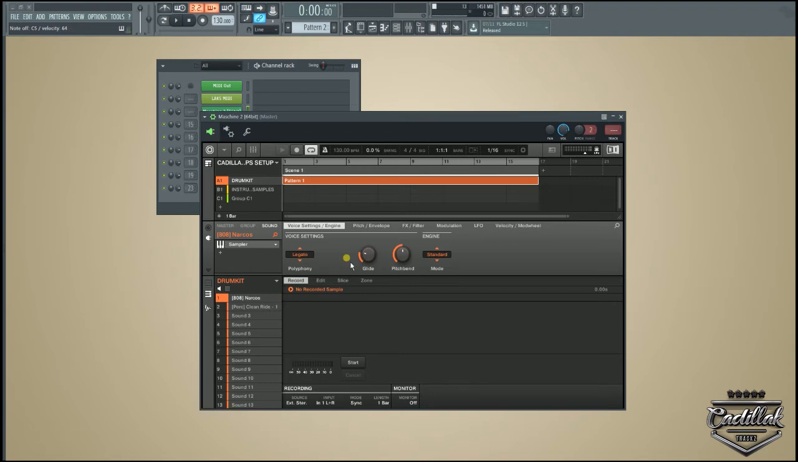This was a quick tip about the poly, a quick tip about the legato right there, the glide function. Real good on your 808s. You hear it.